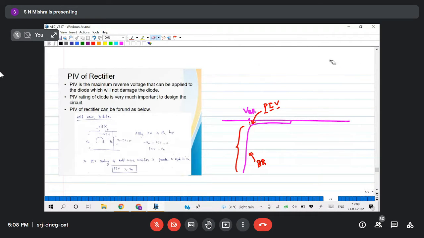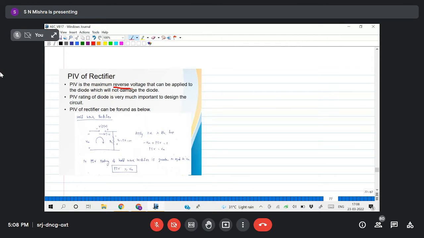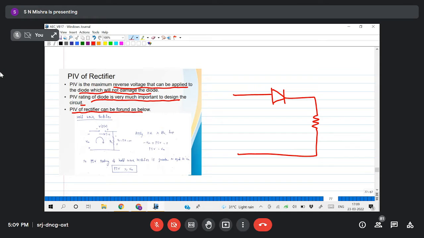So you can see the definition I have written. PIV is the maximum reverse voltage that can be applied to the diode which does not damage the diode. So the PIV rating of a diode is very important to design any circuit. So the PIV of a rectifier can be found as below. To understand that, let me draw the diode circuit we have already understood. This is your diode circuit, and from here we are giving AC. Whether a transformer is required or not, we don't bother. So input AC. Okay, this is your load resistance, this is your diode.